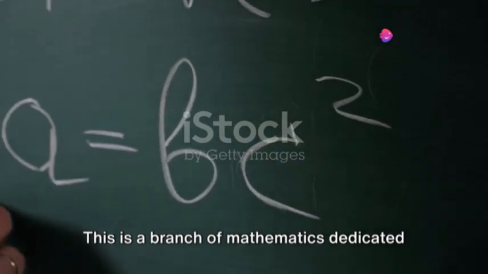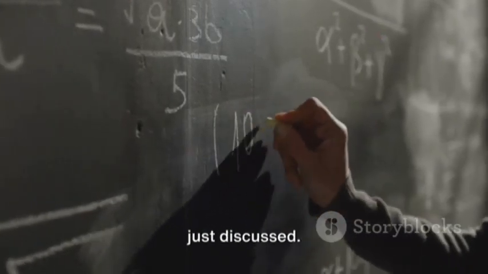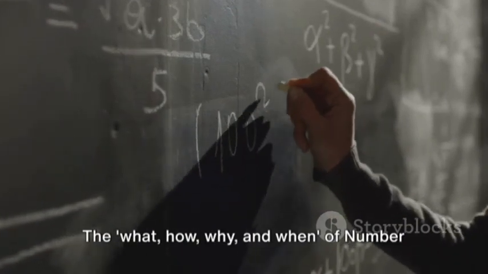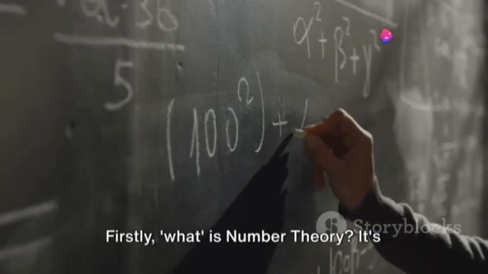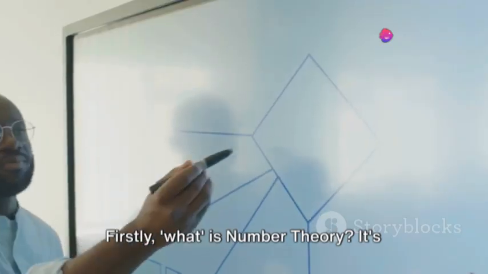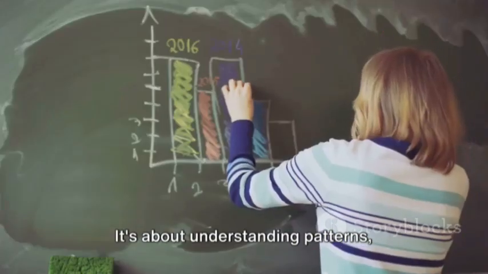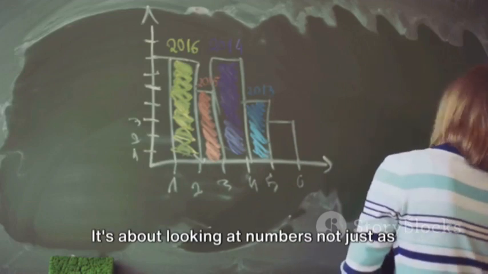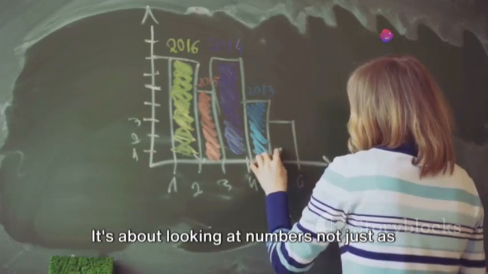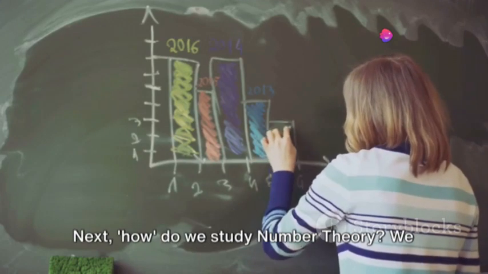This is a branch of mathematics dedicated to the study of the integers and, more broadly, number sets like the ones we've just discussed. The what, how, why, and when of number theory is a fascinating journey, so let's embark on it together. Firstly, what is number theory? It's simply the study of numbers and their properties. It's about understanding patterns, relationships, and structures within various number sets. It's about looking at numbers not just as quantities, but as interconnected entities with unique properties.